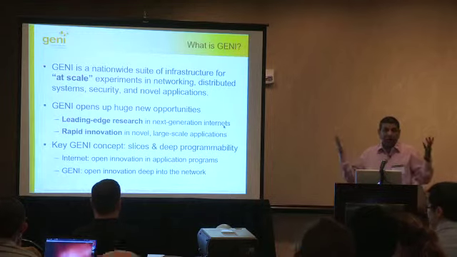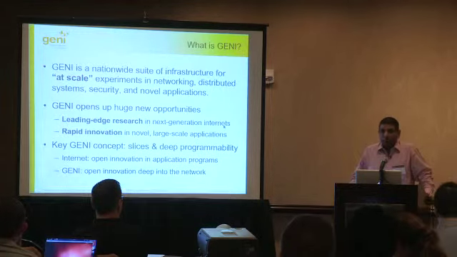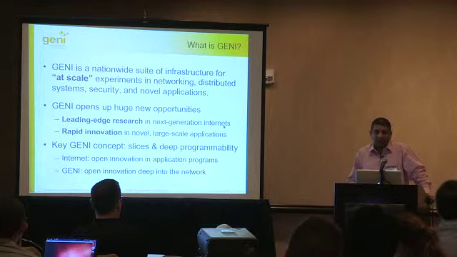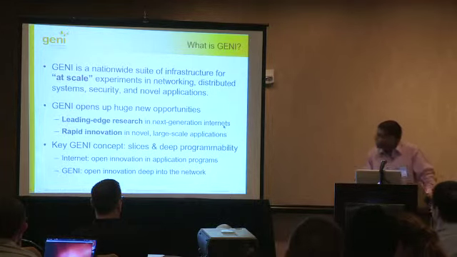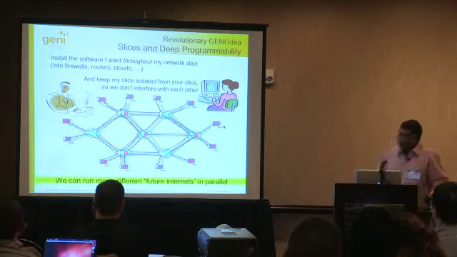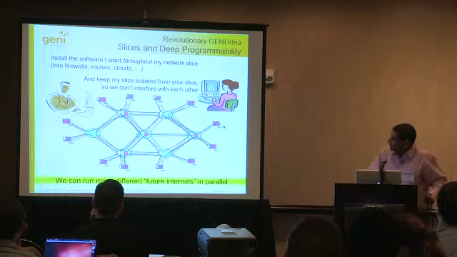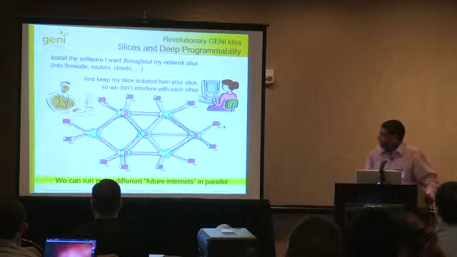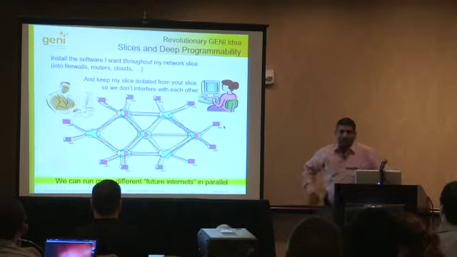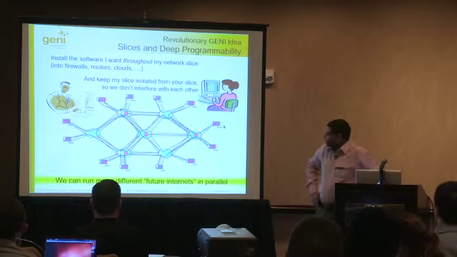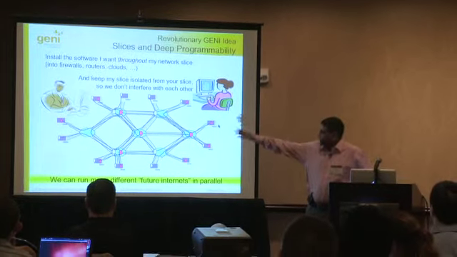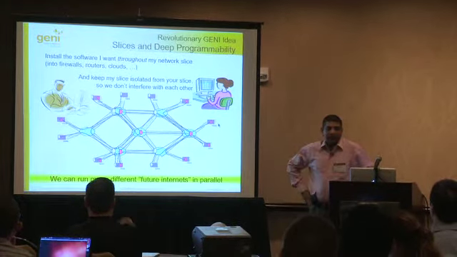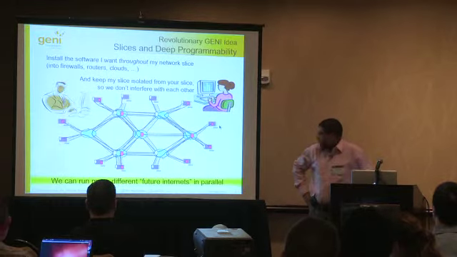So essentially, it opens up the network for a variety of different kinds of experimentation, and you can do this at scale. Here's a little graphic that explains the concept of slicing and deep programmability. The graphic here shows the GENI infrastructure. There are end hosts. There are the network links. There are switches and routers in the network.